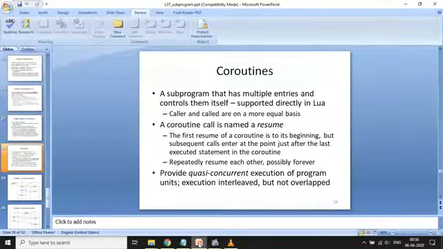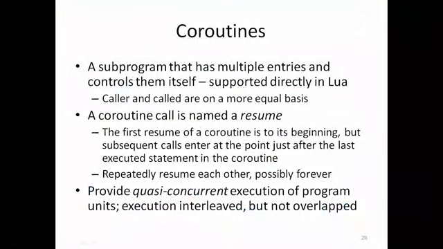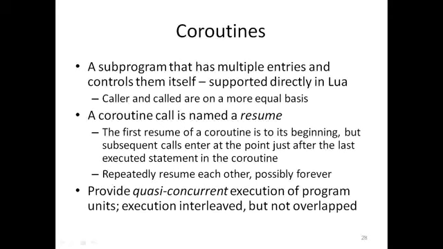Coroutines. A coroutine is a subprogram that has multiple entries, and controls them itself. It is also called symmetric control. It also has the means to maintain its status between activations. This means that coroutines must be history sensitive, and thus have static local variables. Secondary executions of a coroutine often begin at points other than its beginning.